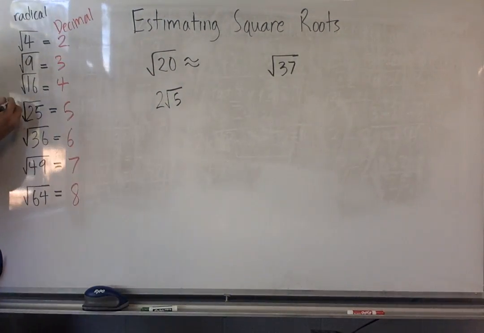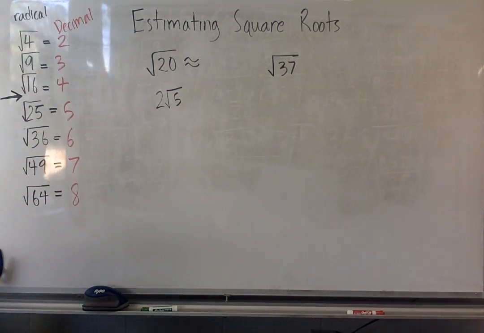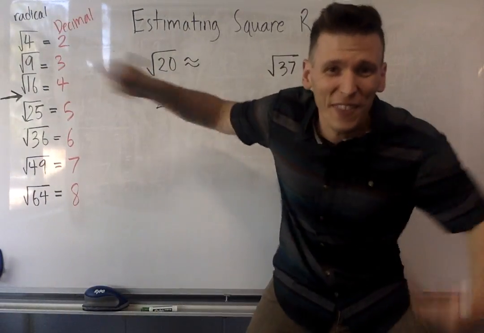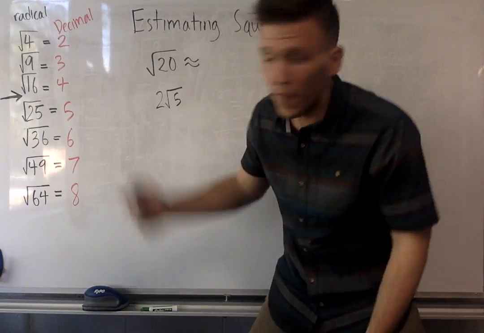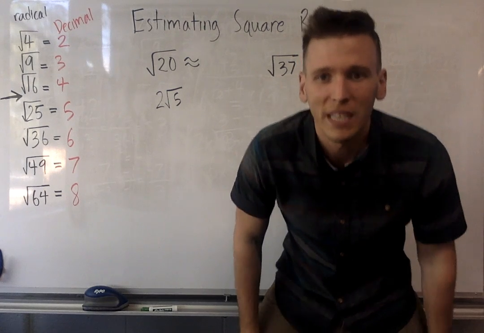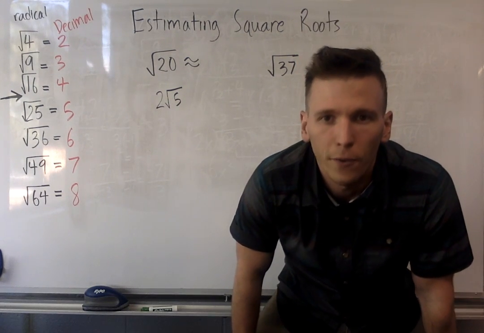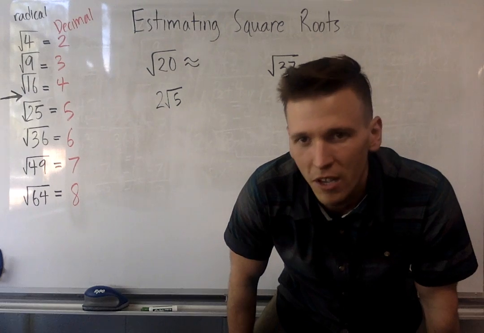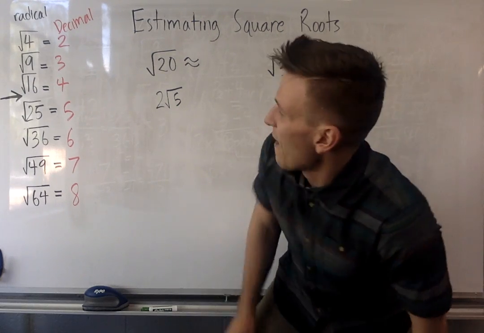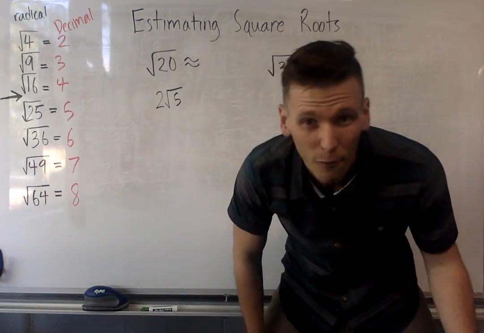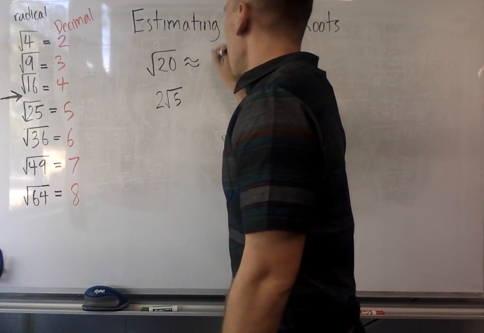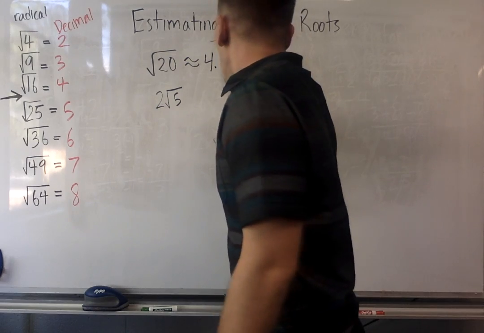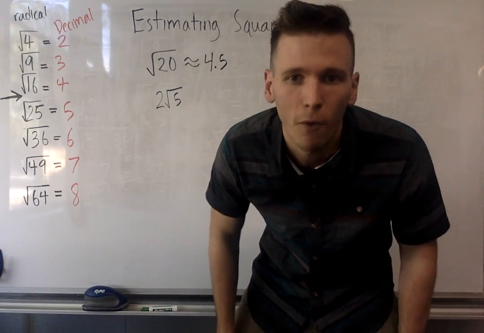The square root of 20 wants so badly to fit in right here between the square root of 16 and the square root of 25. And those are things that we do know and we do understand. We know that the square root of 16 is 4. We know that the square root of 25 is 5. And so it makes sense that the square root of 20 would be somewhere between 4 and 5. And in fact, since it's about exactly halfway between those 2 points, a really good estimation for this would probably be 4.5-ish, like halfway between 4 and 5.